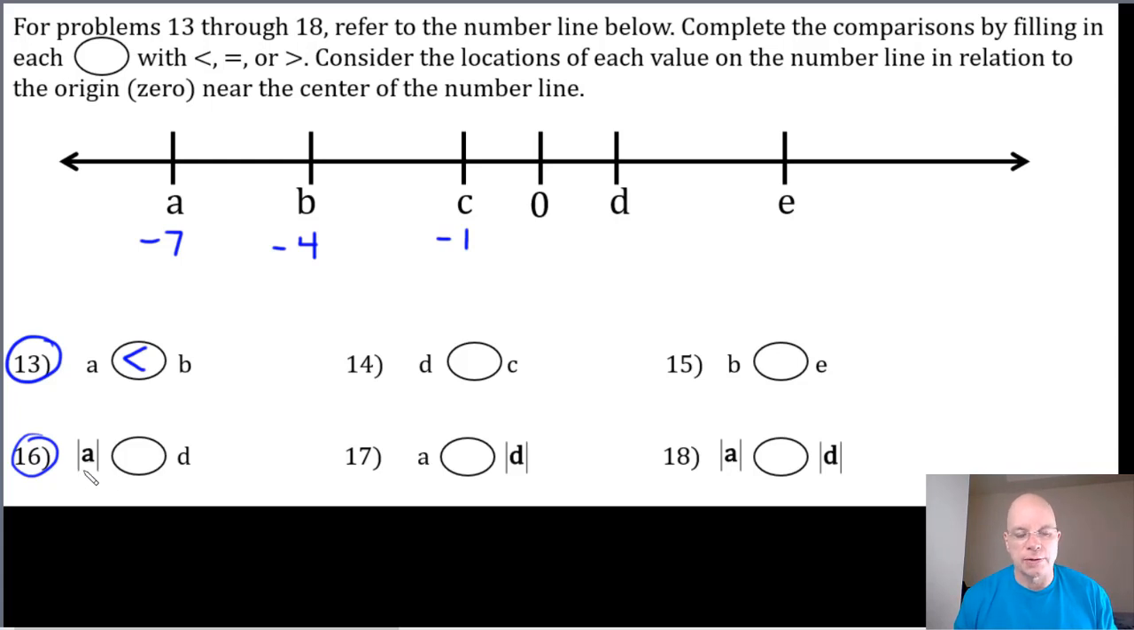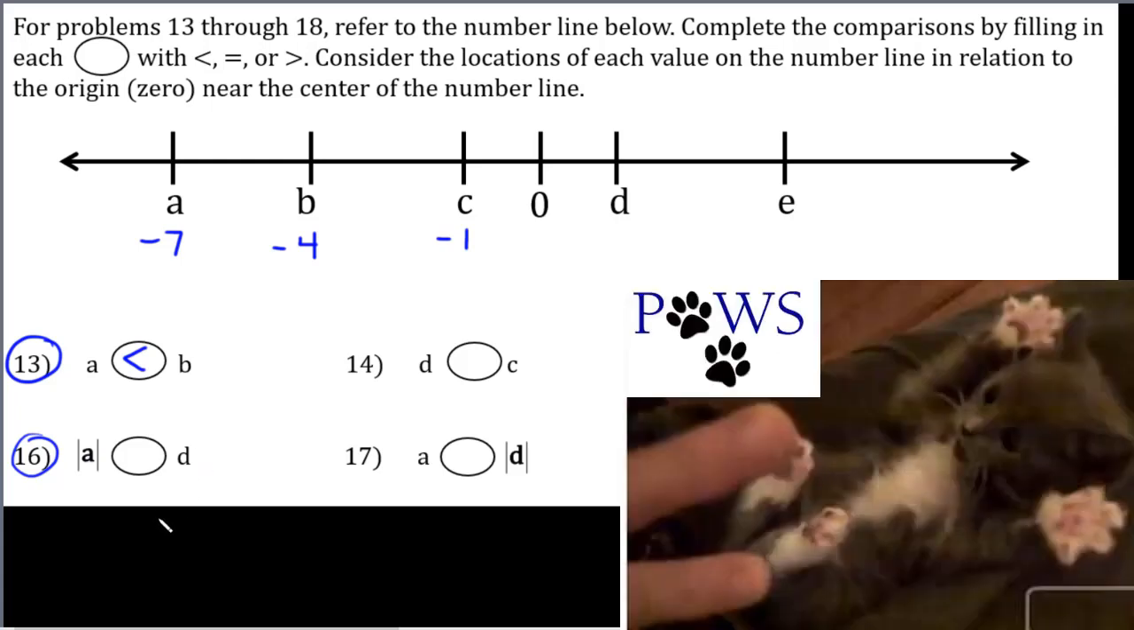Before you do 16 on your own, because I'm going to ask you to pause, recall that these symbols mean absolute value. An absolute value indicates the distance from the origin without respect to the direction. So if you recall what we talked about regarding absolute value in class, then compare the absolute value of A to D during the pause and then come back and see how you did. Paused.